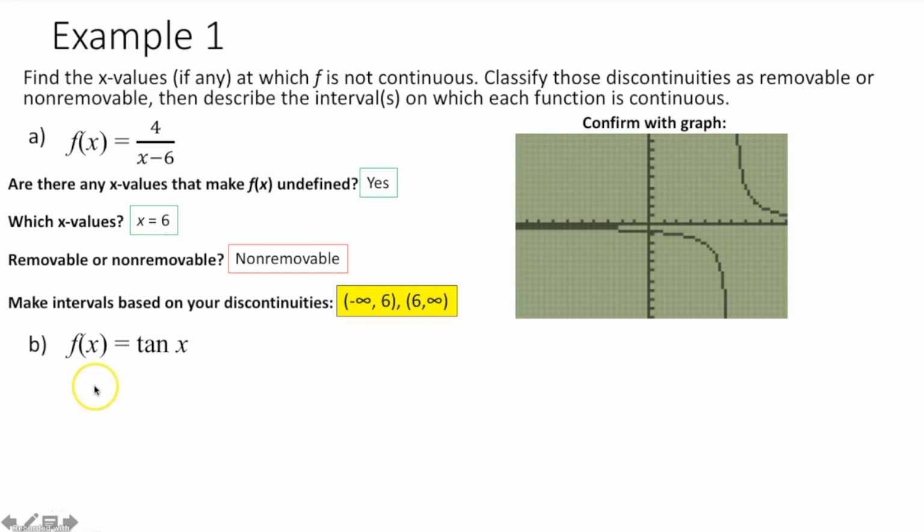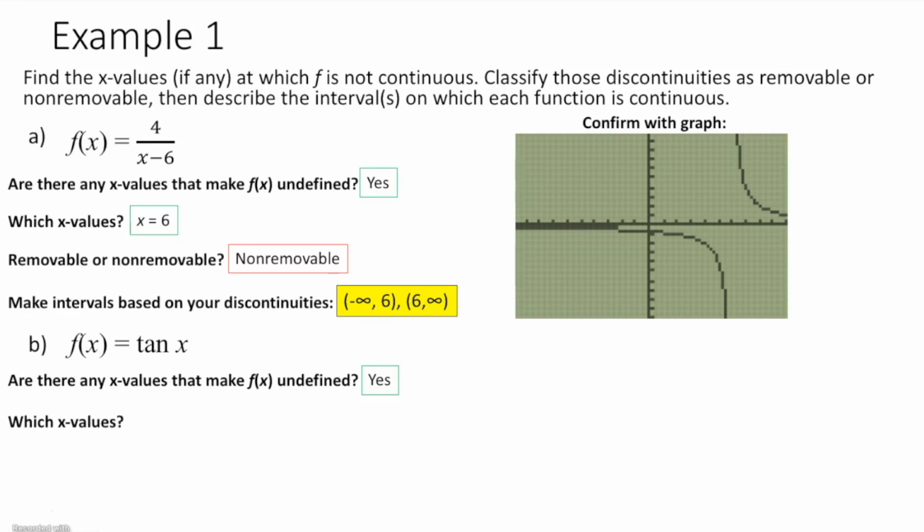Next, let's talk about tangent of x. We ask ourselves, are there any values of x that would make f of x undefined? Yes, there's actually an infinite amount. Our function, tan x, has an infinite amount of vertical asymptotes. So when we're talking about which x values, it's going to be pi over 2, 3 pi over 2, 5 pi over 2, and so on in both directions. Because of that, we need to create some type of rule that would give us all the x values at which tan x has vertical asymptotes.